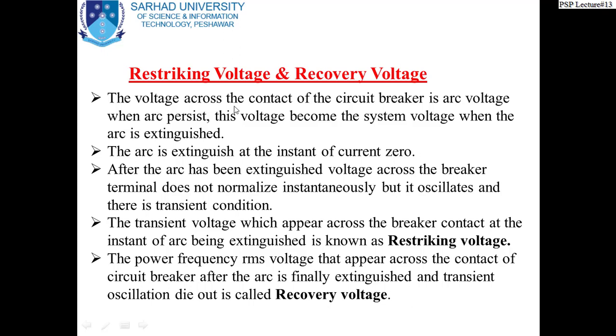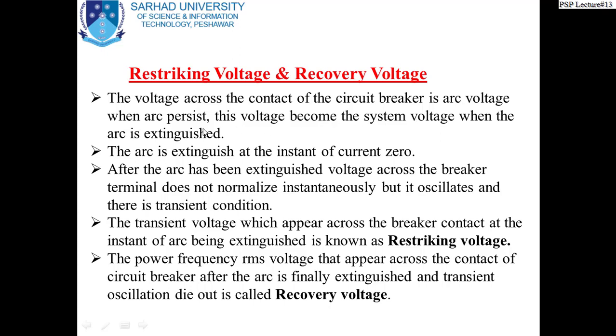The voltage across the contact of the circuit breaker is arc voltage when the arc persists. Gentlemen, we defined initially when we started this chapter that whenever the moving contact moves away from the fixed contact, the space between the two is occupied by an arc. Unless and until the arc persists, the voltage between the two contacts is called arc voltage. And this is of course a very low voltage, almost 2 or 3% of the system voltage. This is what we already defined as arcing voltage.